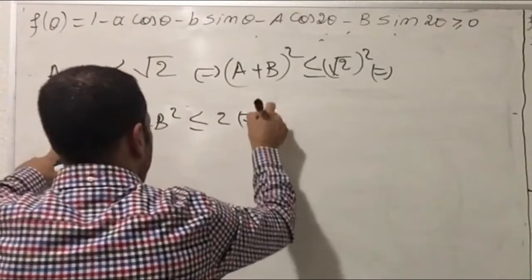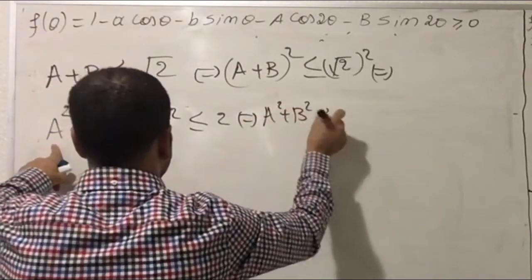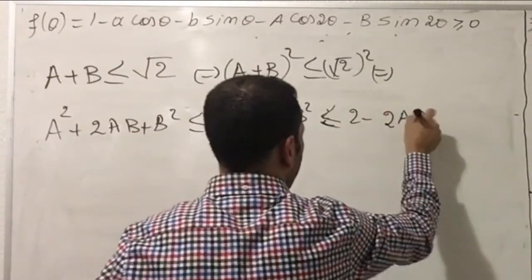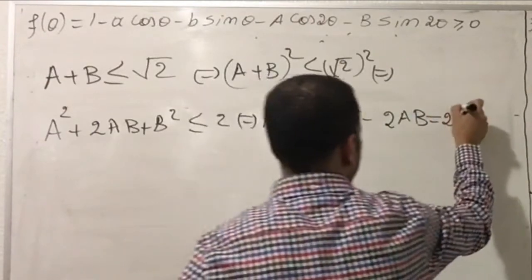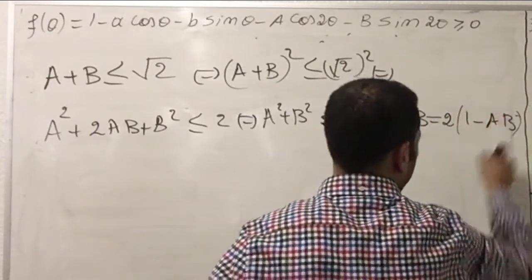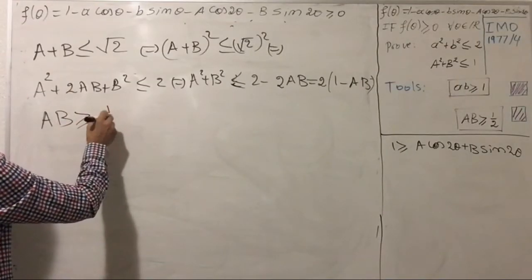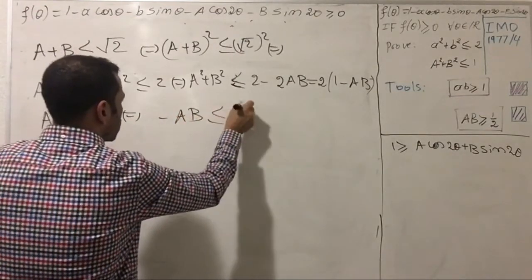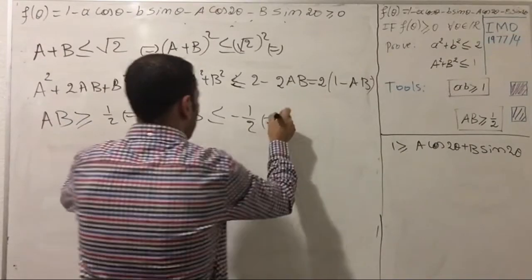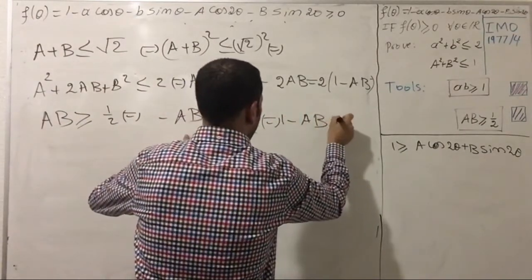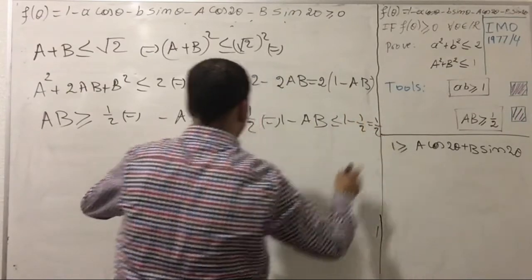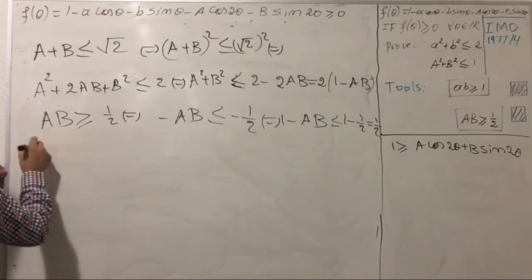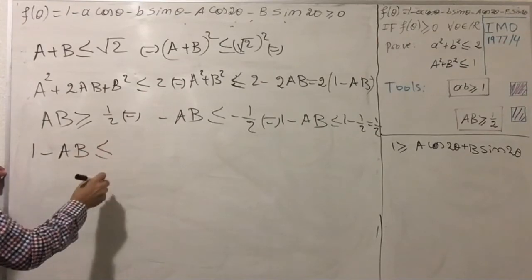What I'm going to do, I'm putting A squared plus B squared and bringing 2AB to the other side, become 2 minus 2AB. Okay, I'm putting 2 as a common factor, so 1 minus AB. Okay, AB superior or equal to 1 over 2. What does mean? So that's mean minus AB inferior or equal to minus 1 over 2. I'm adding number 1 on both sides. I will have 1 minus 1 over 2, which is 1 over 2. Okay, so I have now 1 minus AB inferior or equal to 1 over 2.